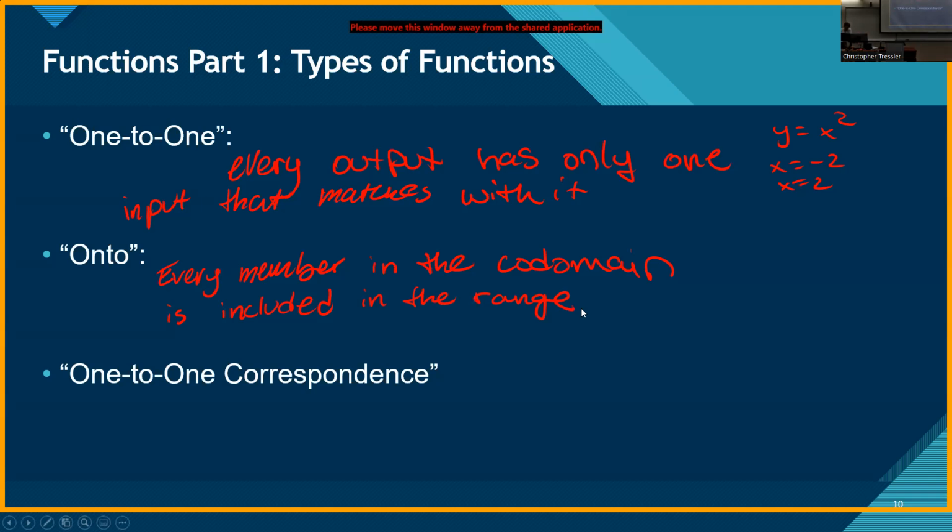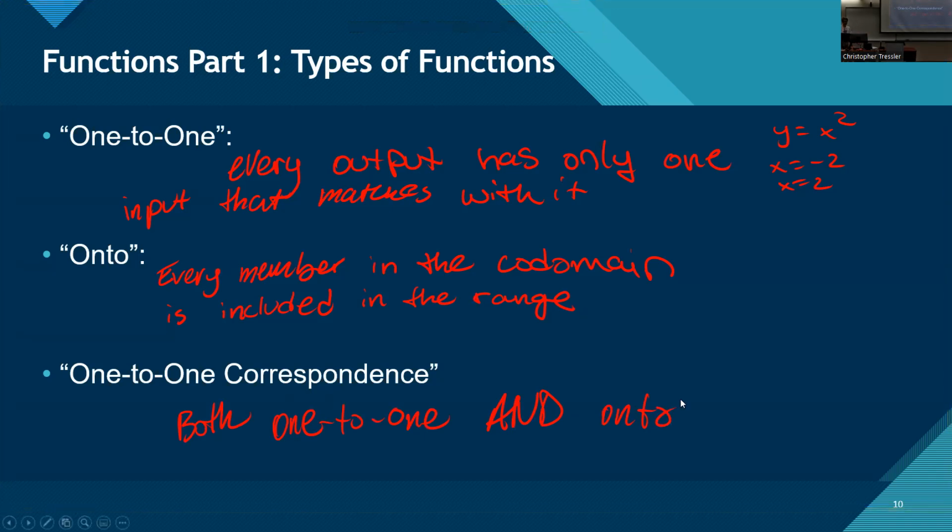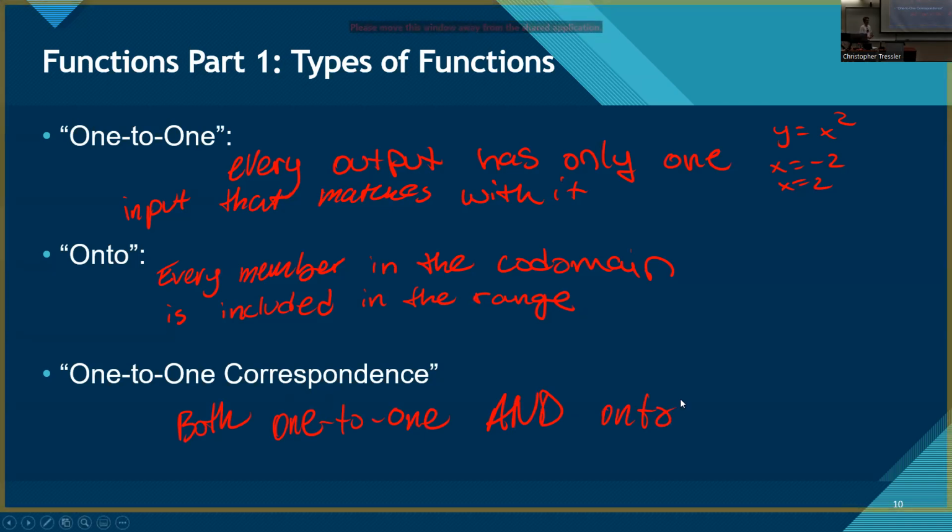And then we have one-to-one correspondence, and this is basically saying both one-to-one and onto. All right, so now we have the definitions down. Are there any questions on these definitions? What's up?